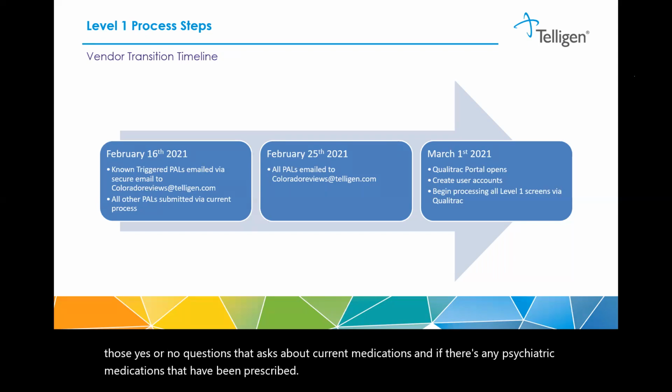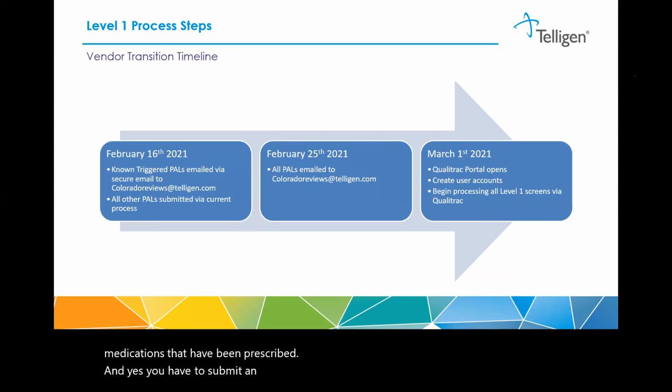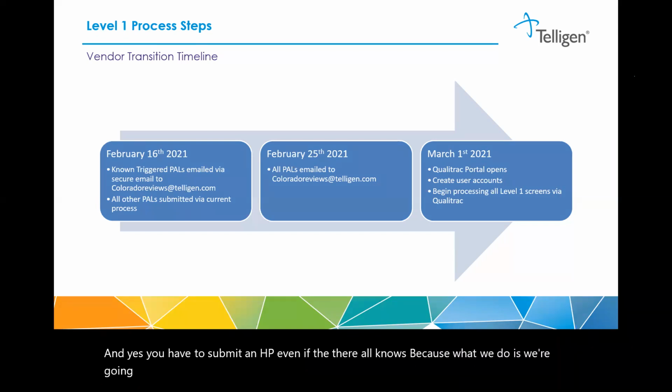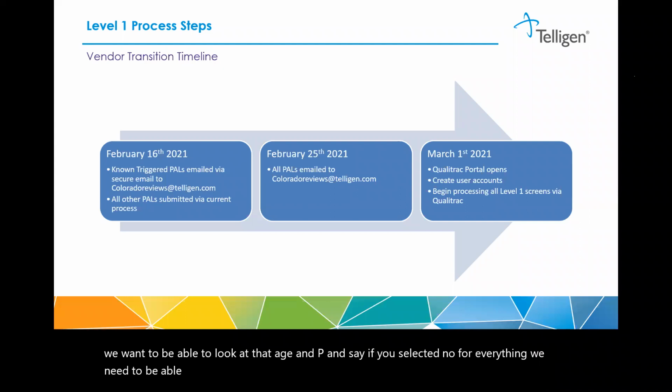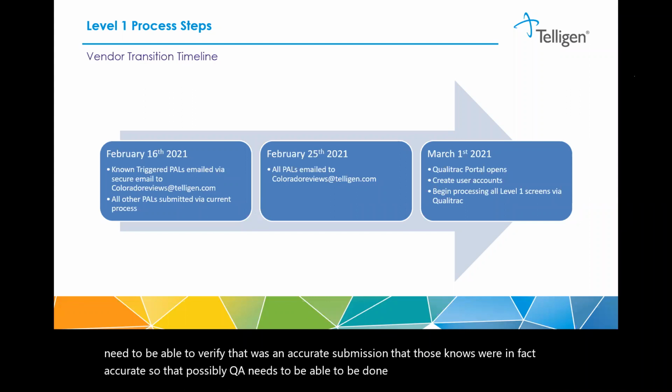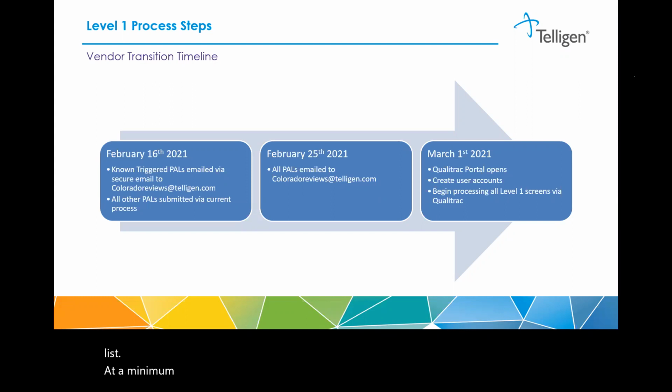And yes, you have to submit an H&P even if there are all no's, because what we do is we're going to retrospectively QA that to make sure that the system was working appropriately. So we'd want to be able to look at that H&P and say, if you selected no for everything, we need to be able to verify that those no's were in fact accurate. So that possible QA needs to be able to be done. So please submit an H&P and a med list at a minimum on every level 1 screen submitted.